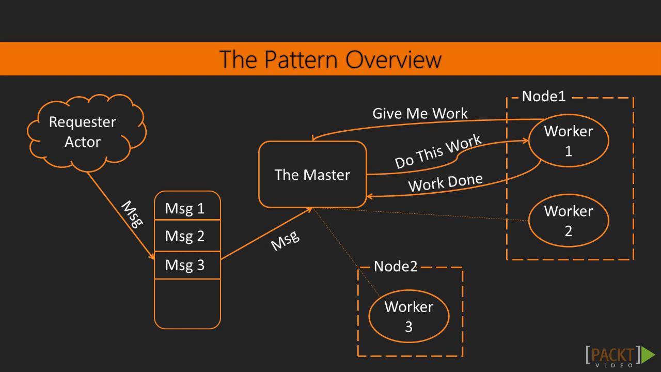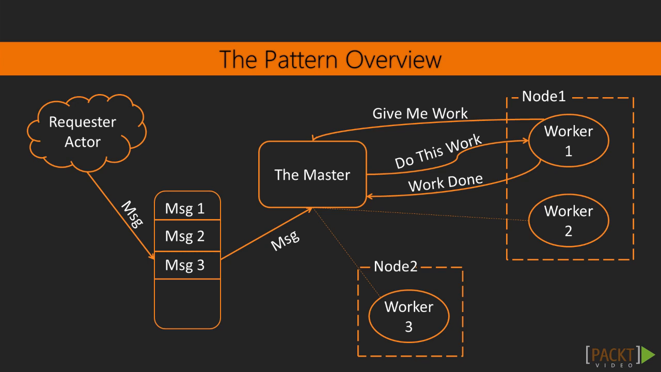We will have a master actor that will coordinate work, and some workers that will execute the work, and these workers work on different nodes. The main goal is to implement the fundamental concept of the balancing dispatcher with remote actors. So, when the requester actor sends a message to our master, the master doesn't route this message immediately to any worker. The master will wait until one of the workers sends a request for work.